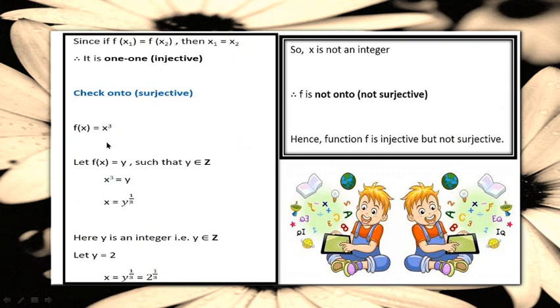Now surjectivity we will check. So f(x) equal to y, we'll put the value of f(x), that is x cube equal to y. So what is x? x is equal to y raised to the power 1 by 3. Now let's take any value of y. Let's take 2. So x is equal to 2 raised to the power 1 by 3, which means cube root 2. Cube root 2 is not an integer. x is not an integer in this case. So it means this is not even surjective.